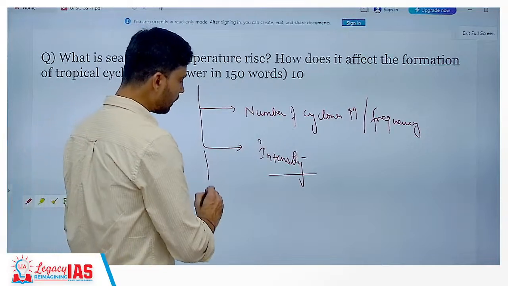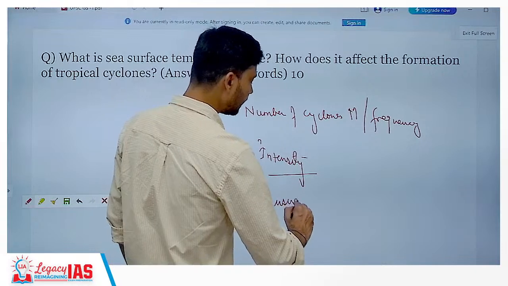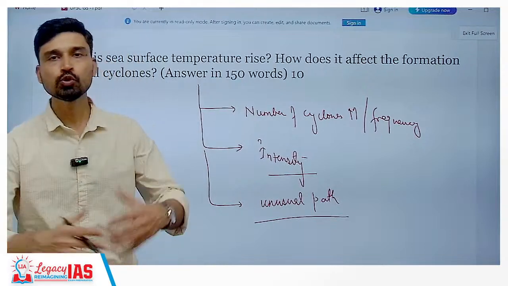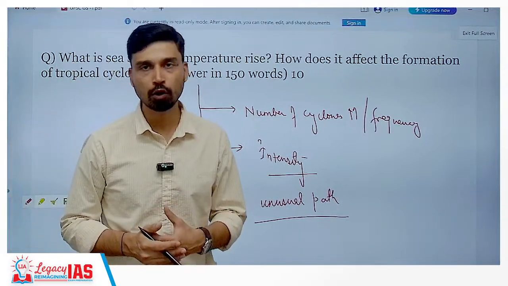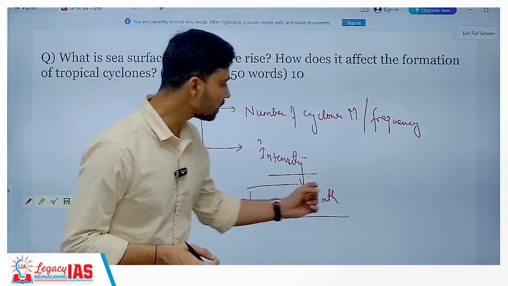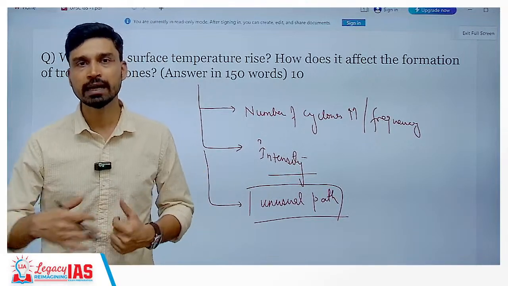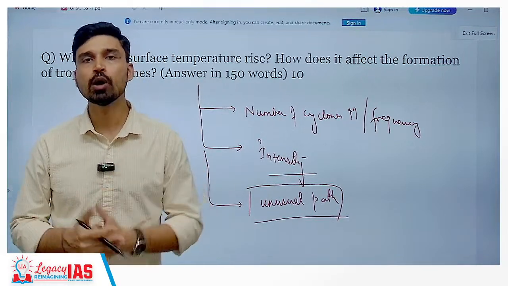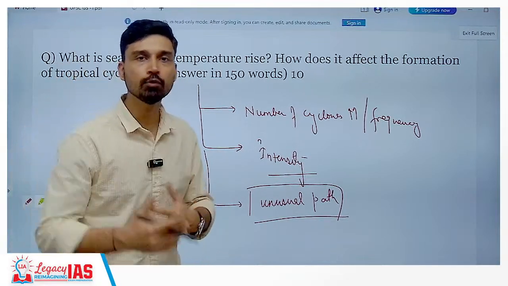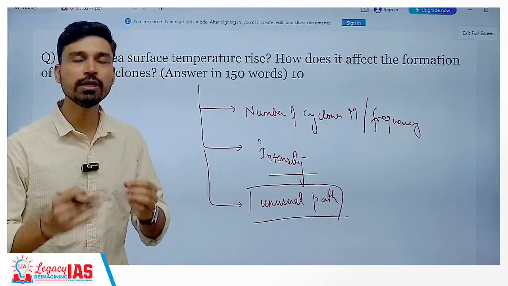Third, apart from intensity, we see the unusual path being taken by tropical cyclones. Generally, tropical cyclones used to restrict themselves to between 5 degrees and 30 degrees latitude, but now due to the rise of sea surface temperature, these cyclones are entering the temperate areas as well. That means they are curving and moving toward the polar areas also. Polar areas does not mean near the poles; polar areas means from the tropics toward the poles. That is how their tracks are reorienting themselves.